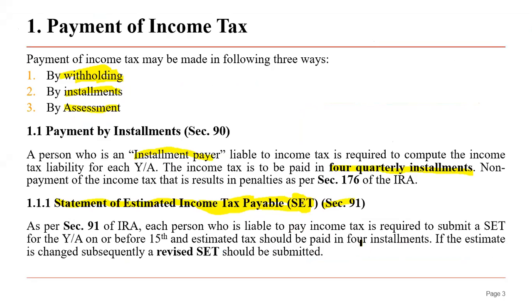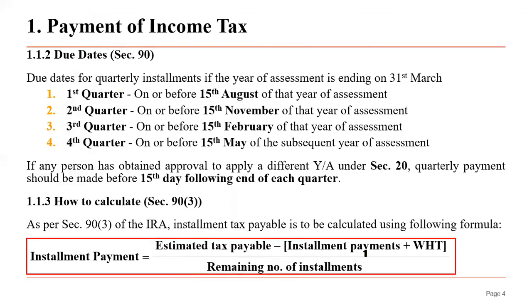This is set, we discussed, right? We are not going to discuss. This is the quarterly installment, and how to calculate the quarterly installment is the one area you need to be aware of. This is section 90, subsection 3.